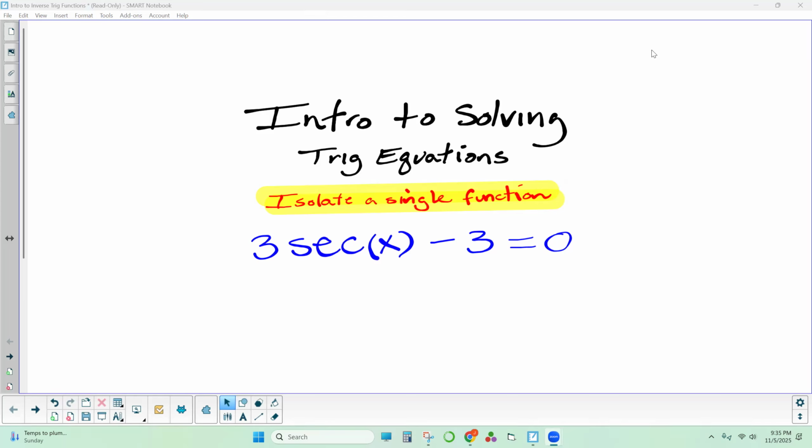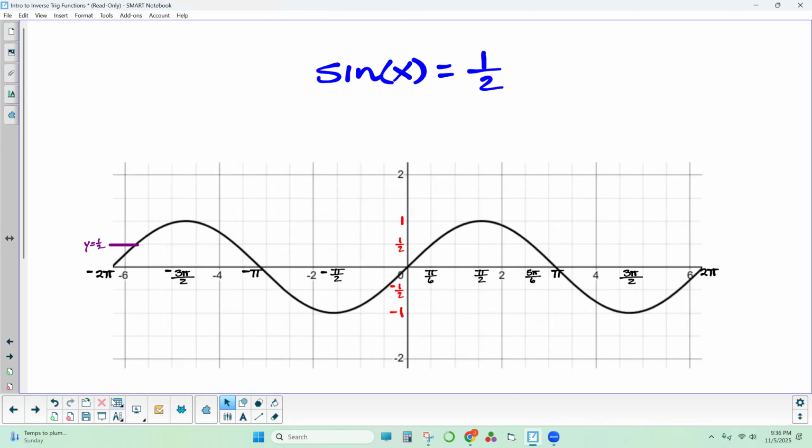I do want to clarify first that secant x, secant theta, secant alpha, they all mean the same thing. Our unknown variable is an unknown angle, so we're solving for angles here. All right, let's get started.